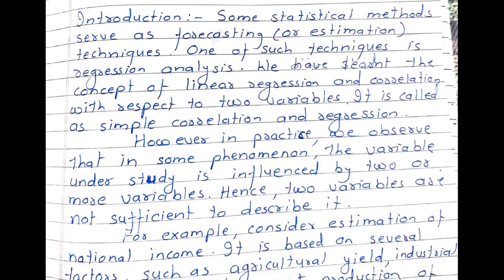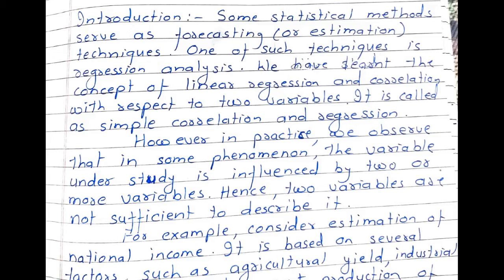Some statistical methods serve as forecasting or estimation techniques. One of such techniques is regression analysis. We have learnt the concept of linear regression and correlation with respect to two variables. It is called simple correlation and regression. However, in practice, we observe that in some phenomena, the variable under study is influenced by two or more variables. Hence, two variables are not sufficient to describe it.